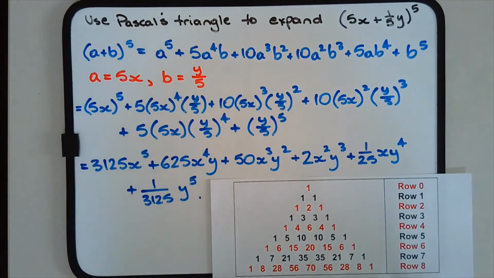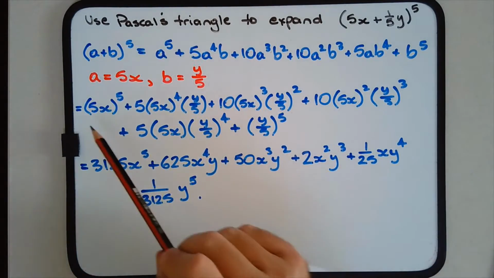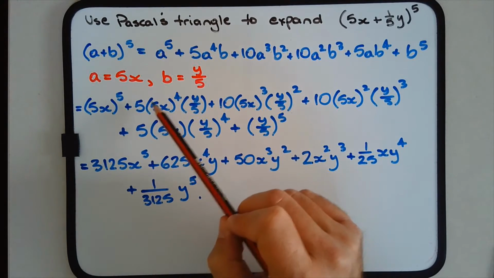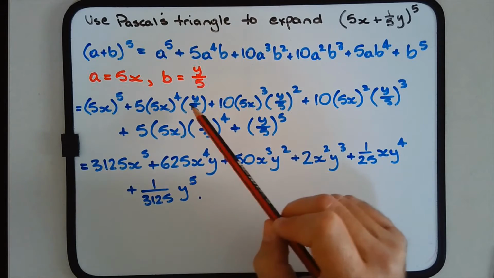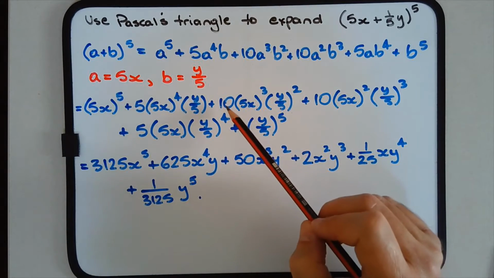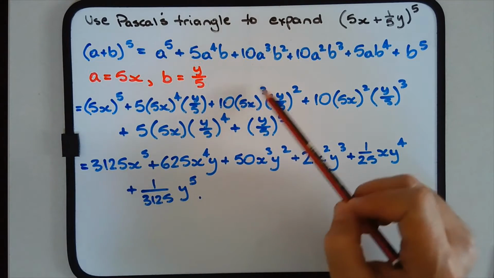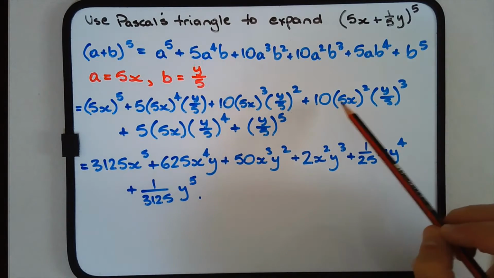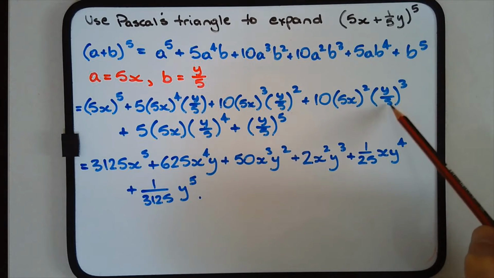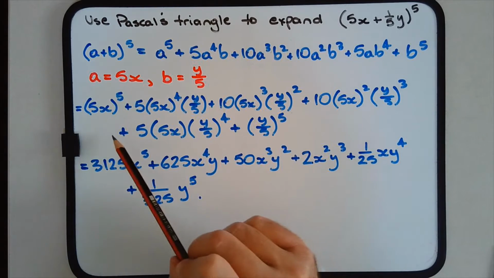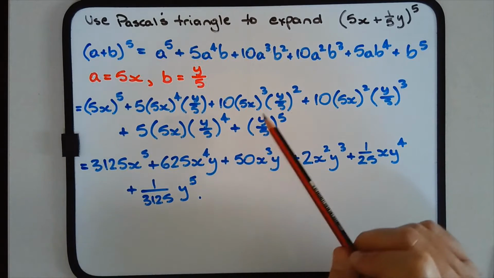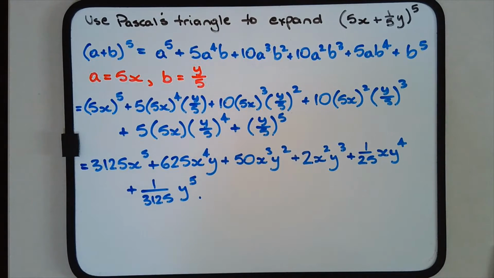So substituting in 5x for a and y over 5 for b in the right hand side of this equation, or this identity, we obtain (5x) all raised to the power of 5, plus 5 times (5x) to the power of 4 times y over 5, plus 10 times (5x) all raised to the power of 3, times (y over 5) to the power of 2, plus 10 times (5x) all squared times (y over 5) all raised to the power of 3, plus 5 times 5x times (y over 5) to the power of 4, plus (y over 5) all raised to the power of 5.